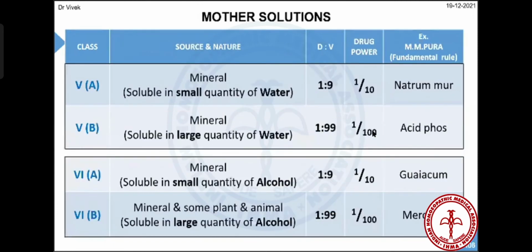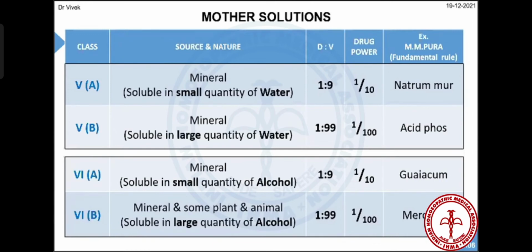I forgot to mention all the acids are prepared under class 5, except carbolic acid and benzoic acid, which are prepared as per class 6A. Benzoic acid and carbolic acid are prepared under class 6A. All the other acids are prepared by class 5.